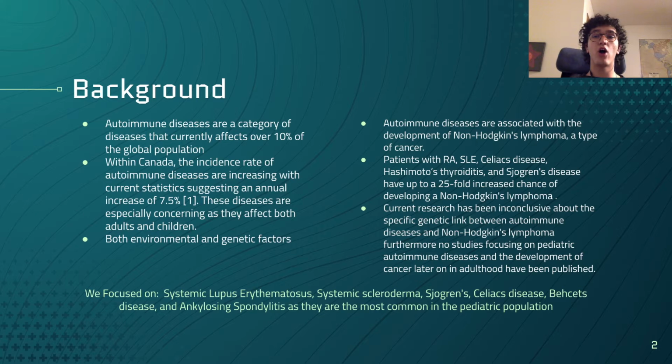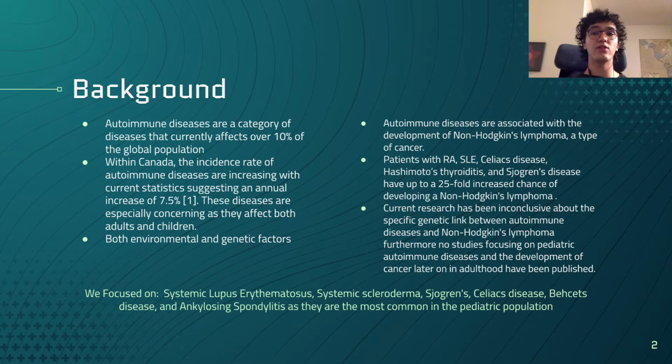Autoimmune diseases are also associated with the development of non-Hodgkin's lymphoma, a type of cancer. Patients with rheumatoid arthritis, systemic lupus erythematosus, celiac disease, Hashimoto's thyroiditis, and Sjogren's disease have up to a 25-fold increased chance of developing a non-Hodgkin's lymphoma.